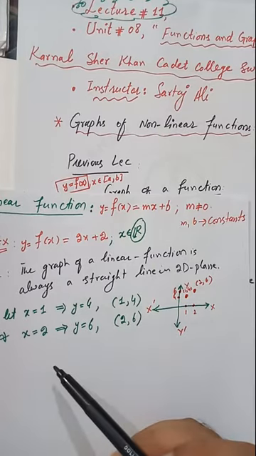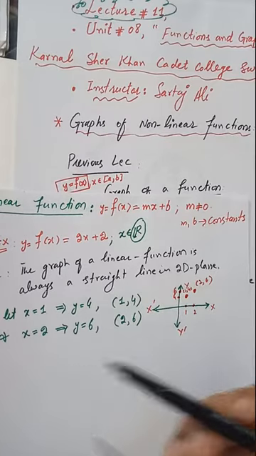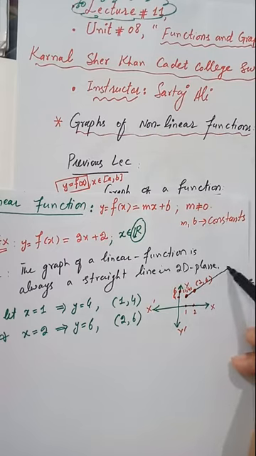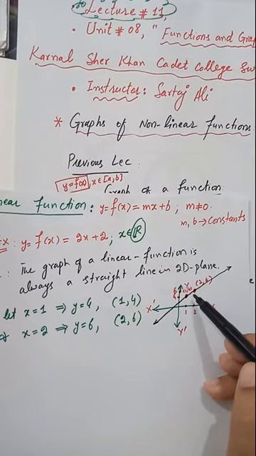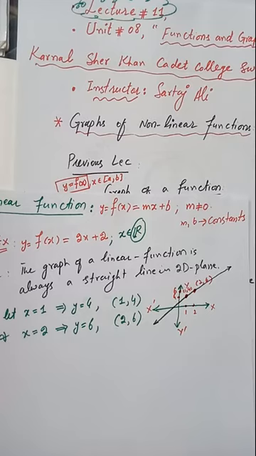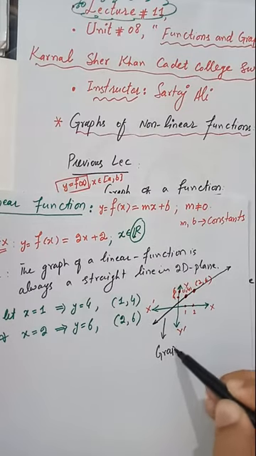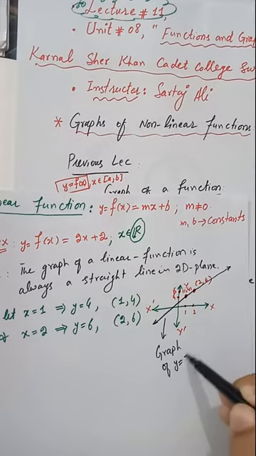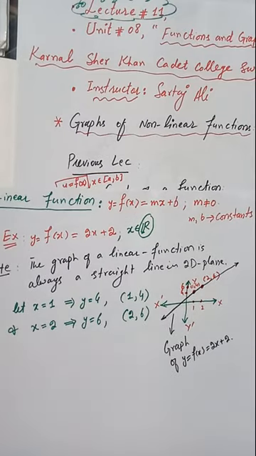You may also make more than 2 ordered pairs, but the minimum requirement for the straight line is 2 points. So you see that this is a straight line passing through these 2 points. These 2 points lie on the graph of the linear function, meaning they lie on the straight line. Remember, whenever a point lies on the graph of a function, that point must satisfy the given function. So this is the graph of y equal to f of x equal to 2x plus 2. So this is one of the methods.